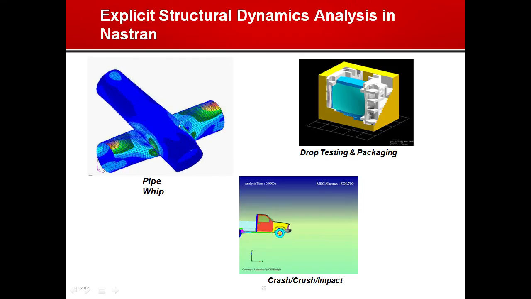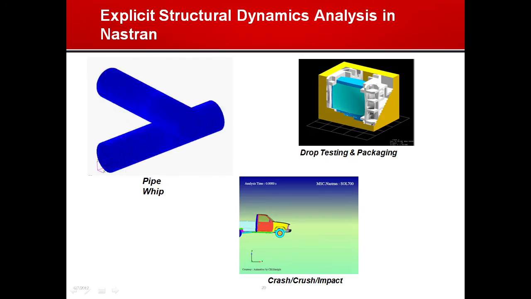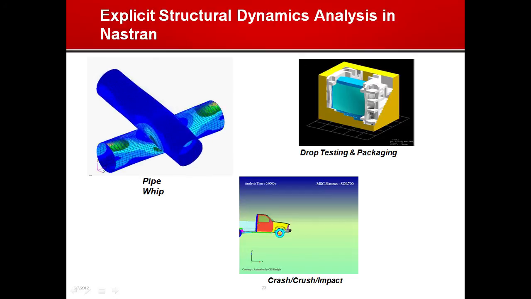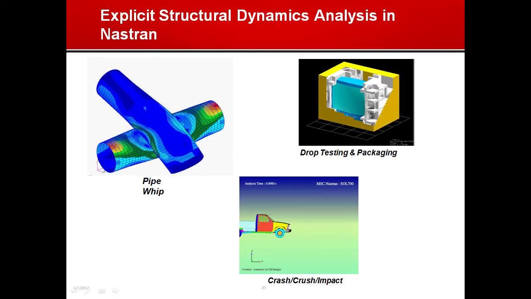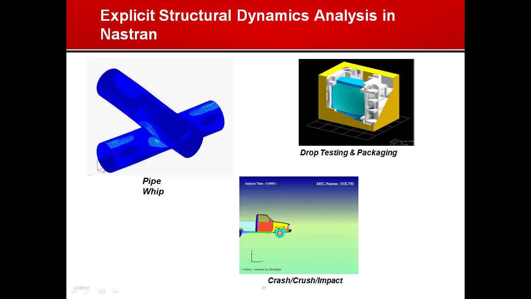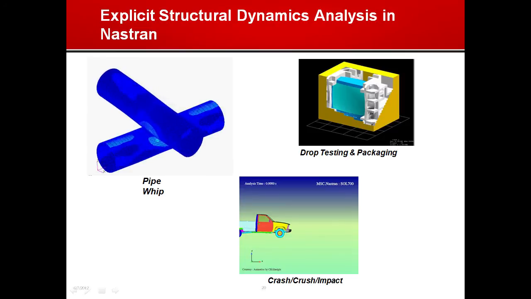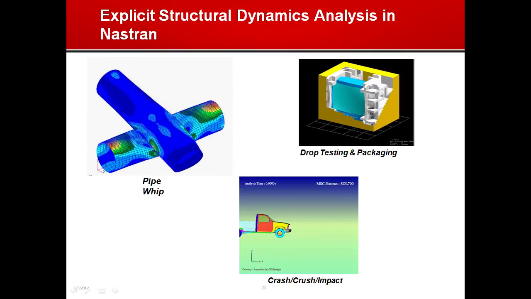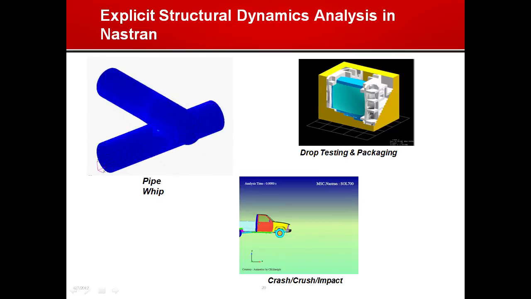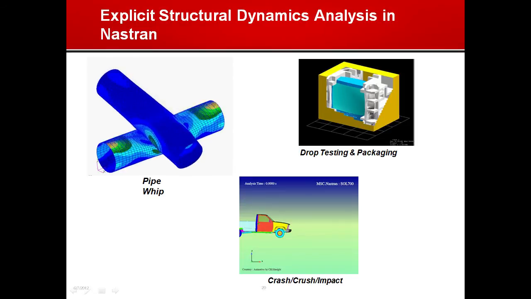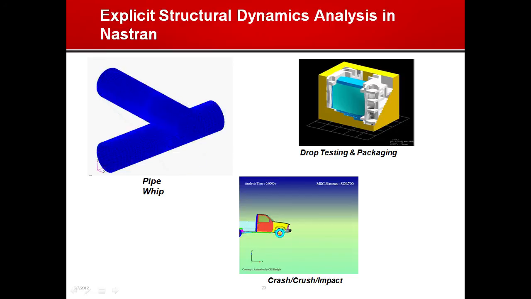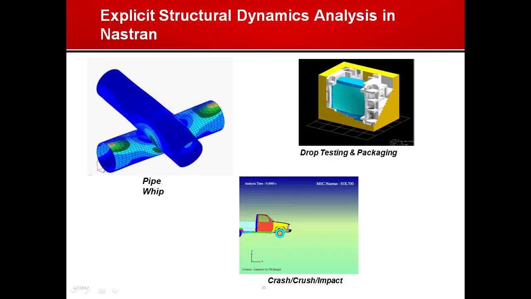So let's look at some different examples here, and this is the upper left. These are typical of what you'll see as the output of these explicit simulations. Pipe whip is a situation where we do a fair bit of refinery work in our consulting services. If you have piping in close proximity to other piping and you have a catastrophic failure, what you don't want is to have this catastrophic failure in the pipe cause it to whip around and hit other pipes. So we can do evaluations, and that's what you're seeing in the upper left.